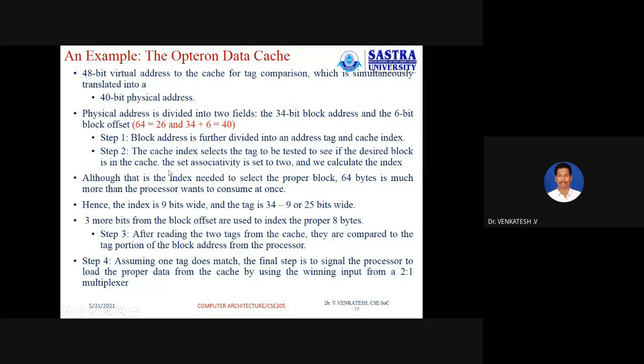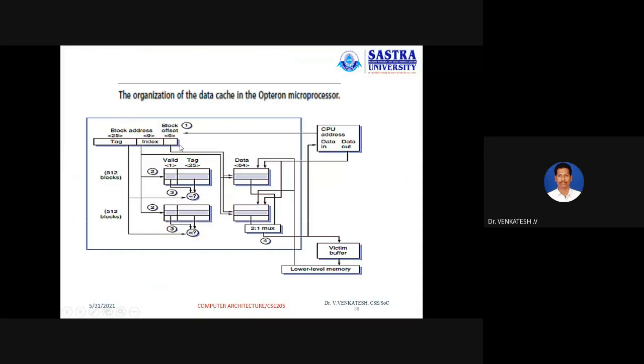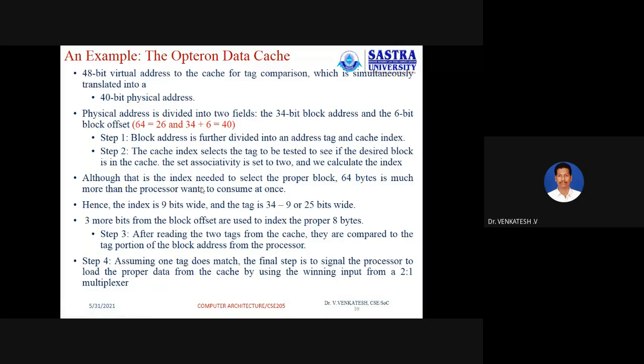So we have to do 34 minus 9. It is not possible to use the 64 bytes straight away. We can use a maximum of 8 bytes. So with the help of 25 bits, we are going to calculate that offset as well as the index. With the help of these 25 bits as well as that tag address, previously I told you this offset is 6. So the 25 as well as the 6 are going to be there, and that is going to get the appropriate 8 bytes of information.